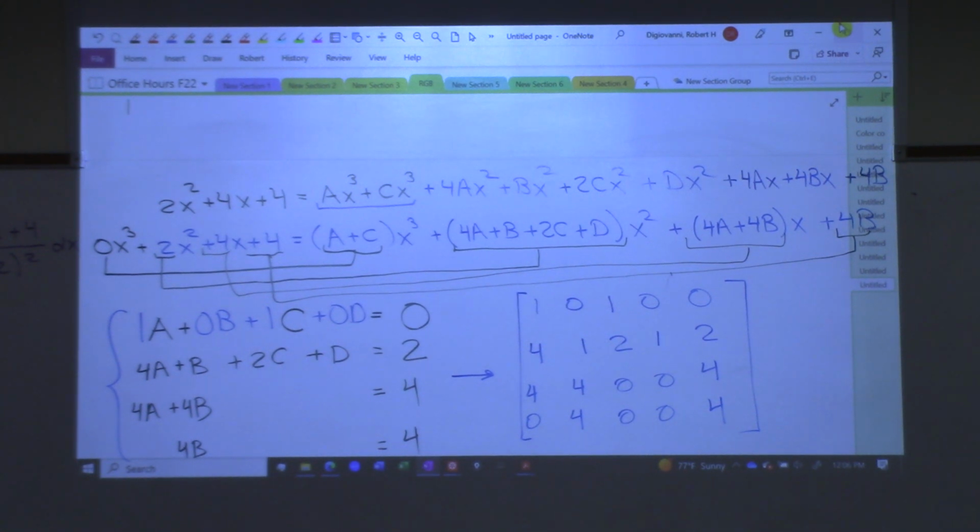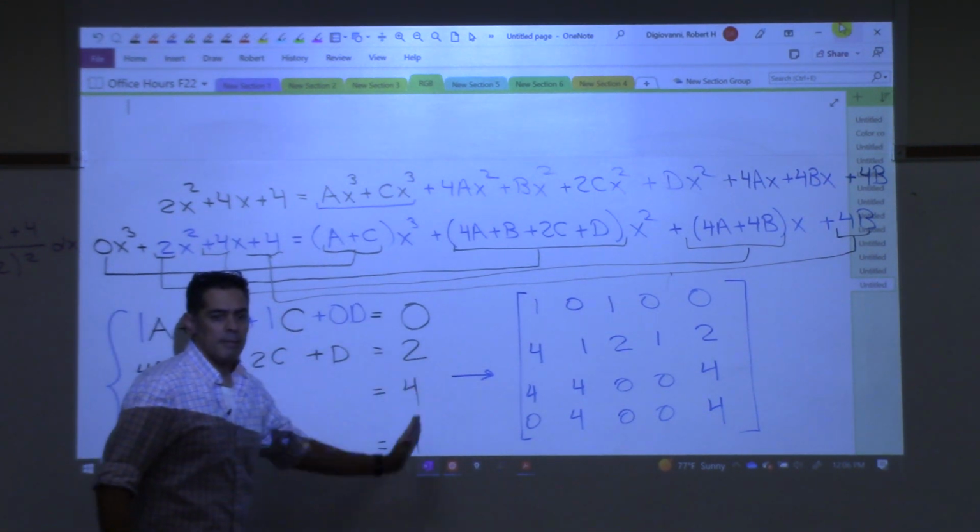All right, now, question? How do you get to 4B? Five? Pardon? Where'd the fifth one come from on the column? The fifth one. Oh, it's this number. Oh, okay.